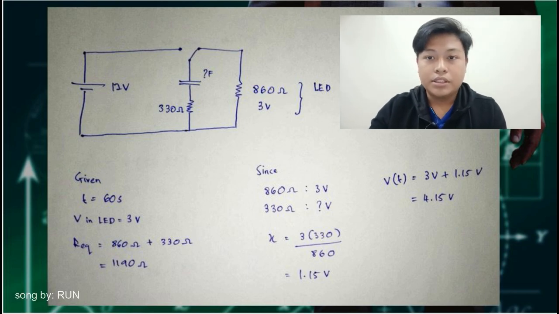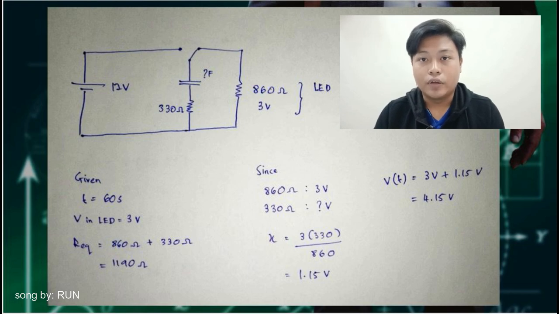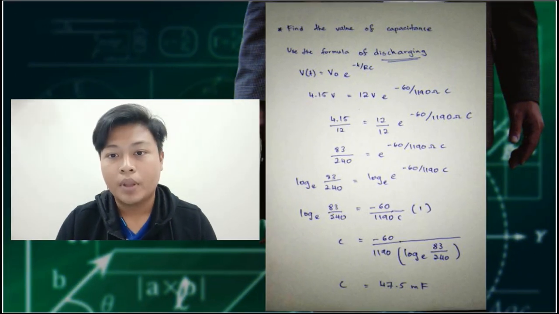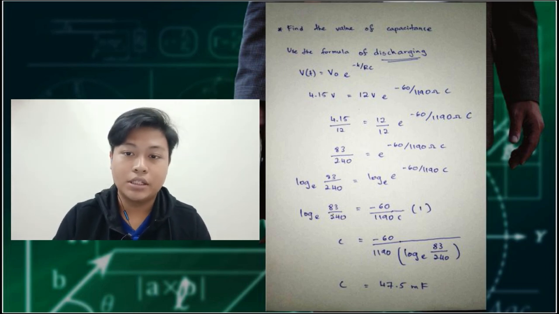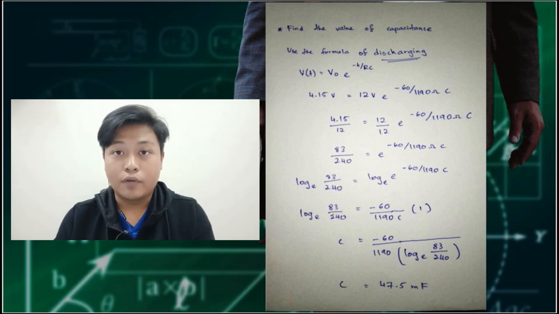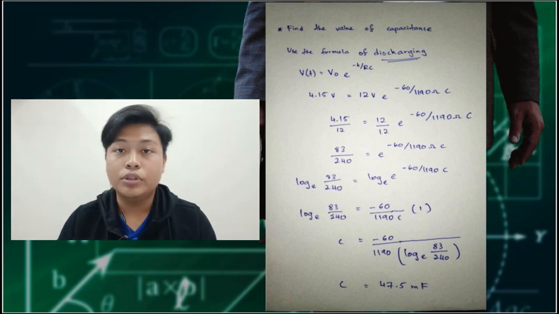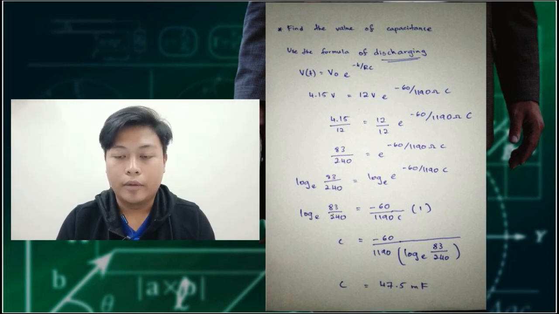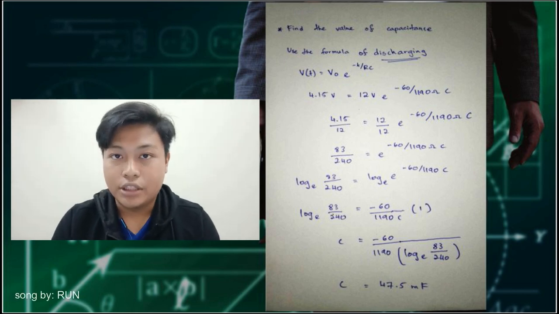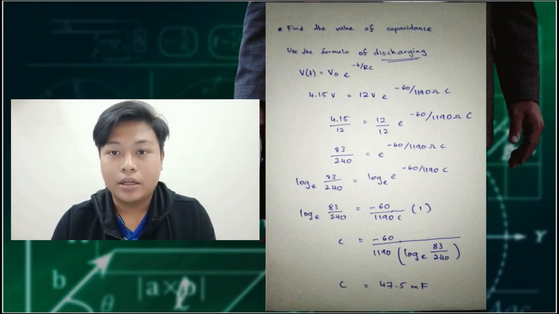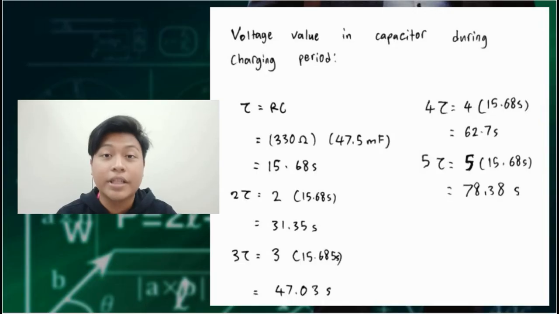Since we get the value of the voltage, we can find the value of capacitance using the formula of the charging capacitor: Vt equals V naught times e to the power negative t over RC. Vt we get as 4.15 volts, and V naught is the supply voltage of 12 volts in the circuit. So we put the values into the equation, and then we take log e, also known as ln, on the left and right side, and we get the value of C as 47.5 millifarads.